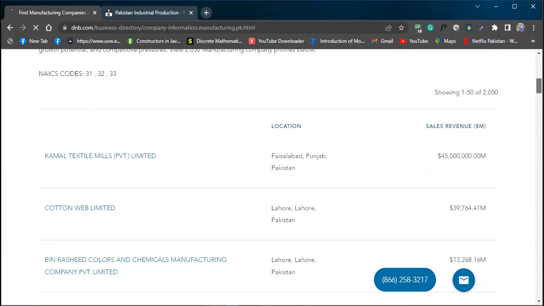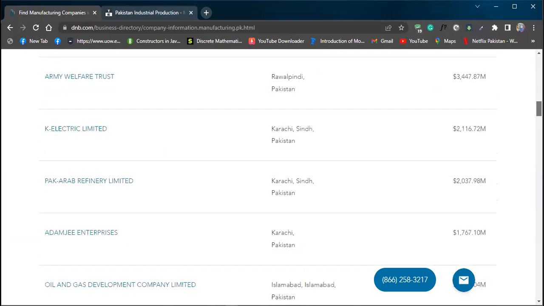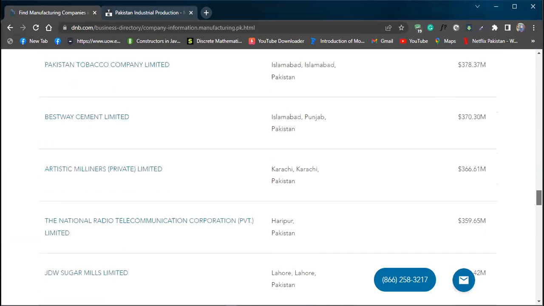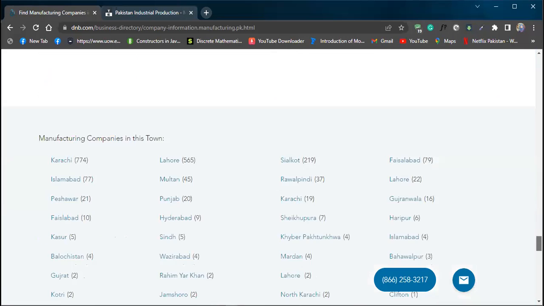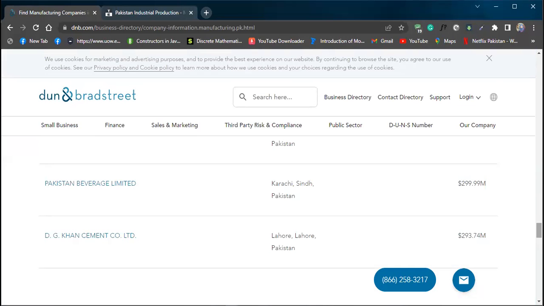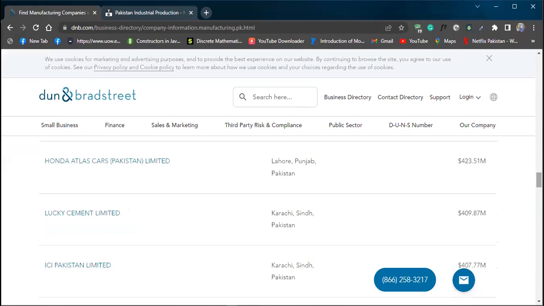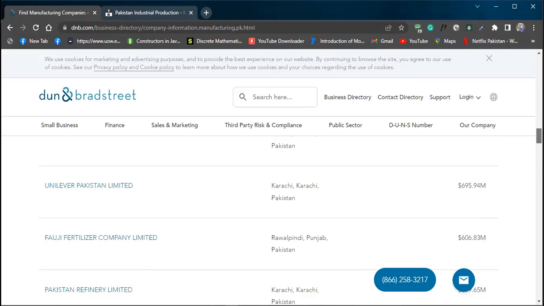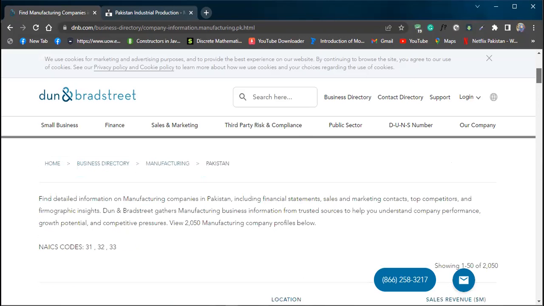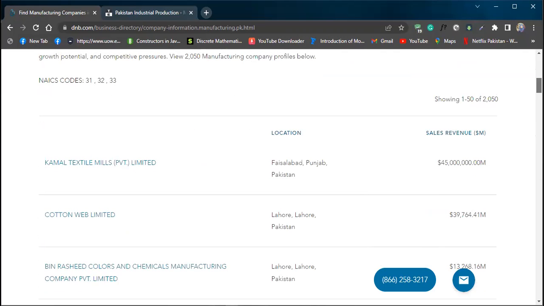Have a look. Its sales revenue is too much. Kamal Textile Mills, its sales revenue is huge. Cotton Web Limited, and then further they are moving. And which one is making less? DG Khan Cement Co., which is located in Lahore, 293.74 million. On the top, the manufacturing industry that is working is Kamal Textile Mills.